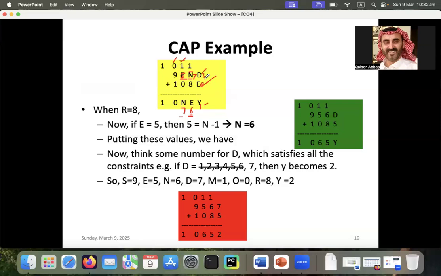I cannot take 7, 6 because it is already done. So then I will take 4. So 6 plus 4 is equal to now, it will become what? Y is equal to 0. No, I cannot take this one because 0 is already assigned.